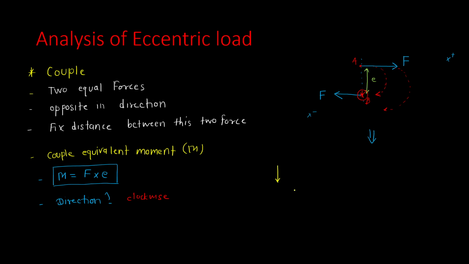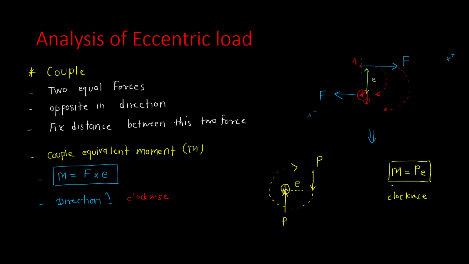We'll take one more example so that it will be clear. Let's take this example. This is another couple which is acting, and the distance between these two is e. Now what is the value of the couple equivalent moment? Force into perpendicular distance. So this is the moment. How to find the direction, clockwise or anti-clockwise? You put your finger on one of the forces. Let's say we are putting our finger here. This will rotate like this. So the direction is clockwise.